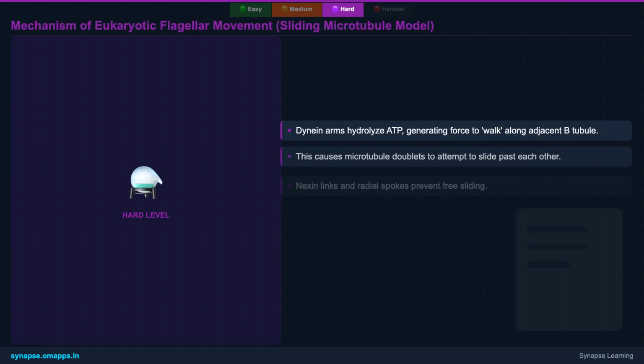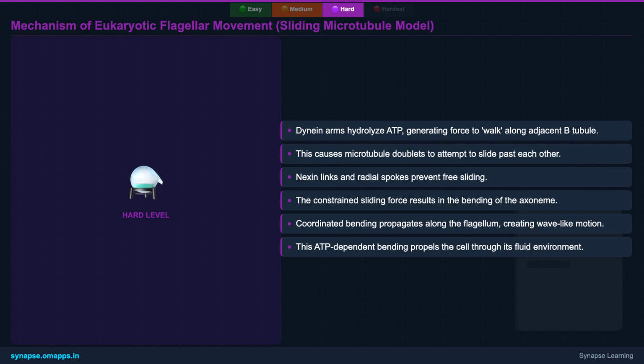The movement of eukaryotic flagella is best explained by the sliding microtubule model. Dynein arms, powered by ATP, try to walk along the B-tubule of the adjacent microtubule doublet. However, because of the cross-linking proteins like Nexin and the radial spokes, the doublets cannot slide past each other freely. Instead, this constrained sliding force causes the entire axoneme to bend. This coordinated bending, propagating along the flagellum, creates the characteristic wave-like motion that propels the cell through its environment. It's a beautifully orchestrated molecular dance.